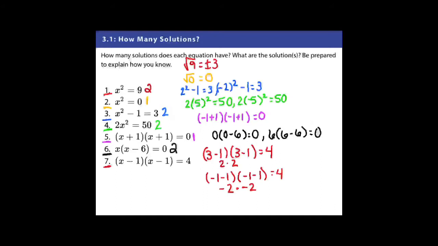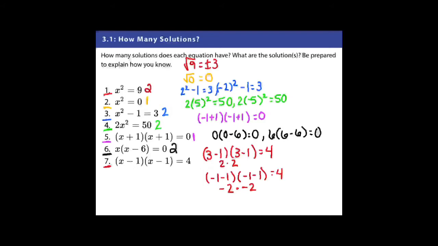Then the next one, number 3 in blue, x squared minus 1 equals 3. Well, if we do 2 squared minus 1, we get 3, and then if we do negative 2 squared minus 1, we still get 3, so there's two solutions there. And then number 4 in green, 2x squared equals 50. If we do 2 times 5 squared, that equals 50, and then 2 times negative 5 squared, that still gives us 50. So there are also two solutions for that one.